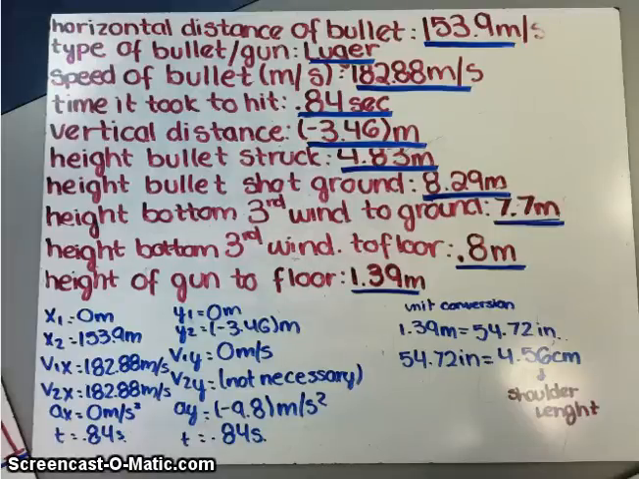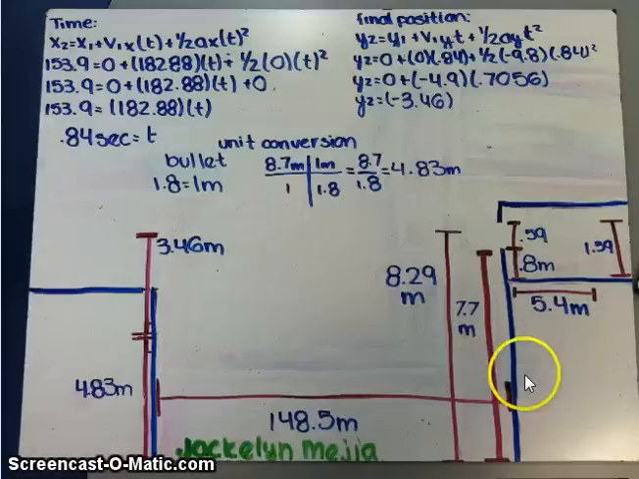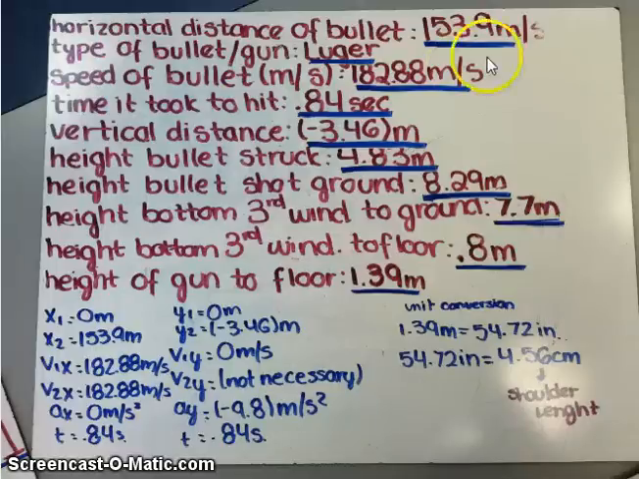To find who the shooter was, we had a list of items to solve for, and the first thing we needed to solve for was the horizontal distance of the bullet. And to find that, we knew that from the school to the house, the distance was 148.5 meters, and we added 5.4 meters, which was the distance from the bottom of the third floor window to where the shooter was, to get 153.9 meters.